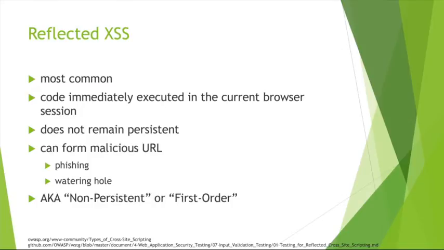The most common type of cross-site scripting is reflected XSS, in which malicious code is immediately executed in the current browser session. The code does not remain persistent in the application, but it can be packaged into a malicious URL to be used in phishing emails and watering hole attacks. For this reason, they are also known as non-persistent XSS attacks or first-order XSS attacks.